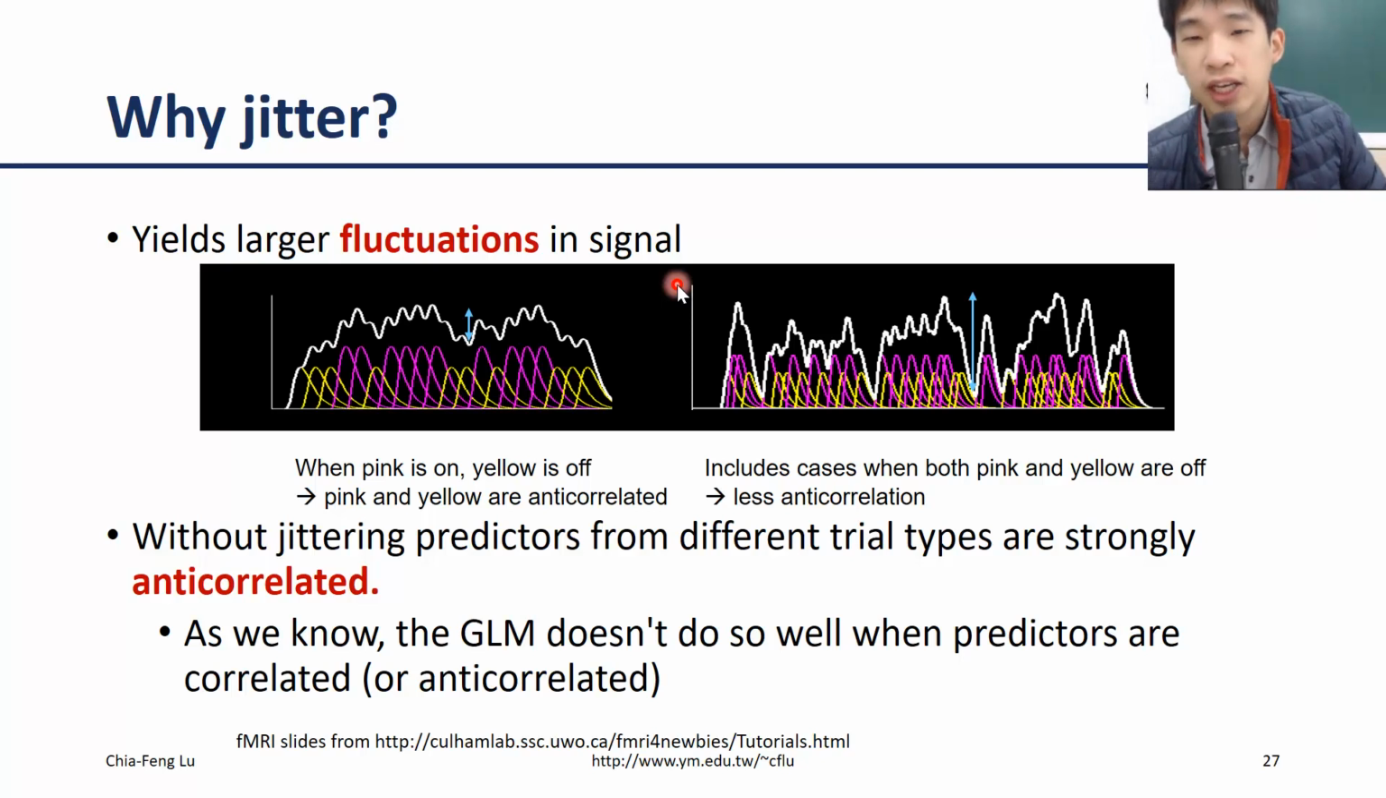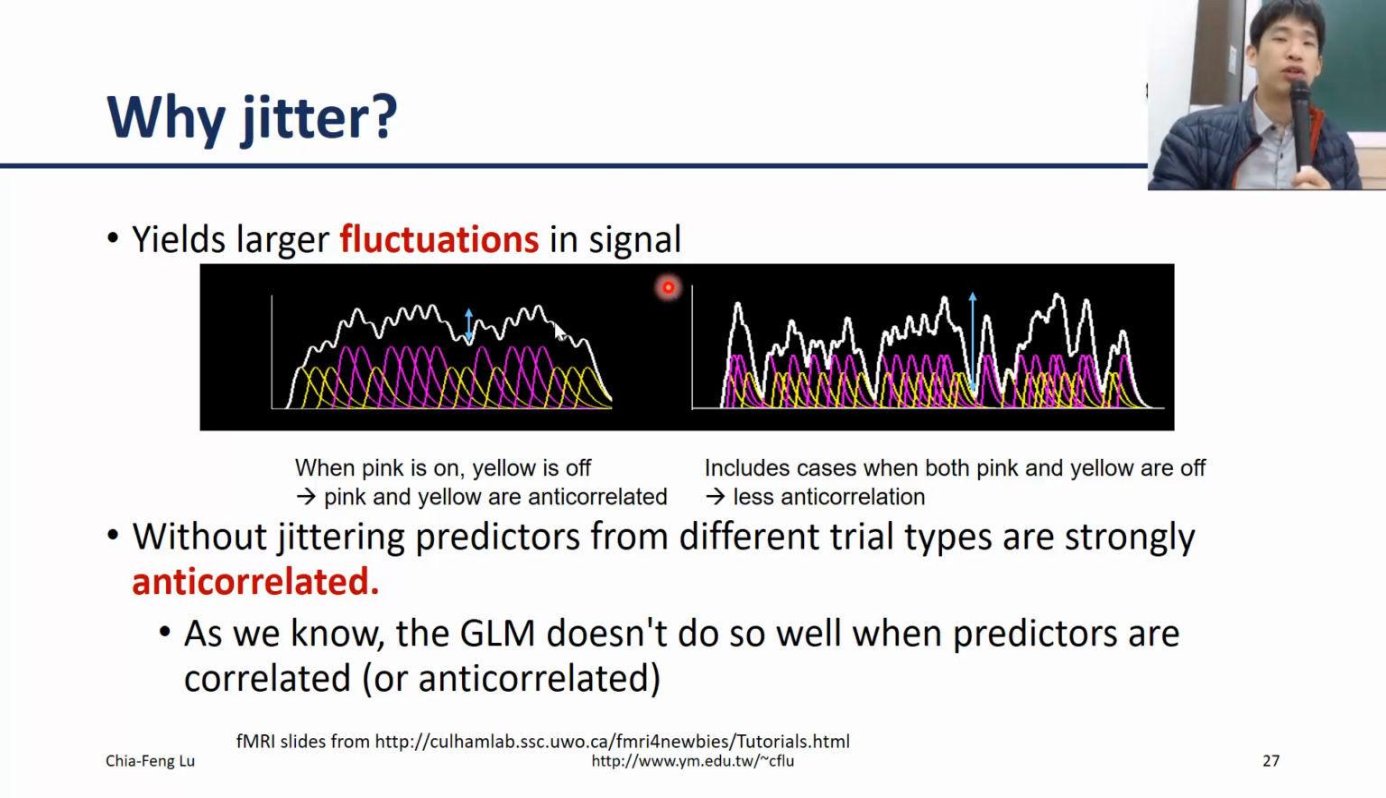Okay, and another thing is that when you're doing the rapid ER design, you need to ensure that there is no significant anti-correlation. What is the anti-correlation? That means all the yellow and the pink events just show up alternately. That means you can anticipate if there is no yellow, then there is pink. That means a very high anti-correlation between each other.